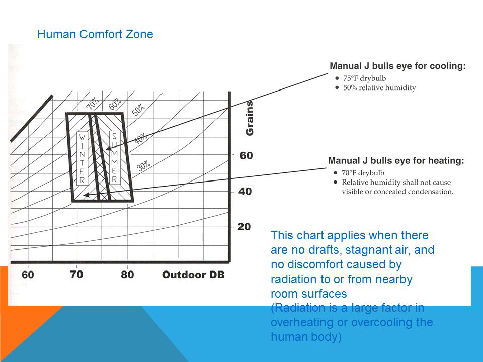Here we look at this. Most people fall within this range. If you look at the psychrometric chart and you look at the dry bulb temperature and the relative humidity, we see that there is a range that people fall into in the summer and also in the winter.